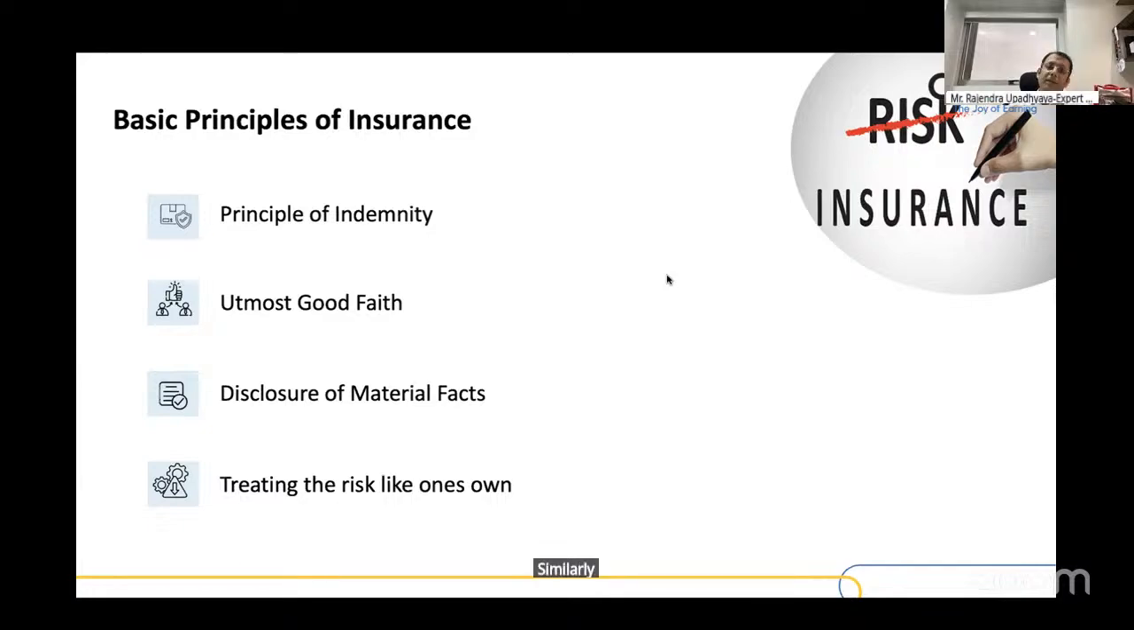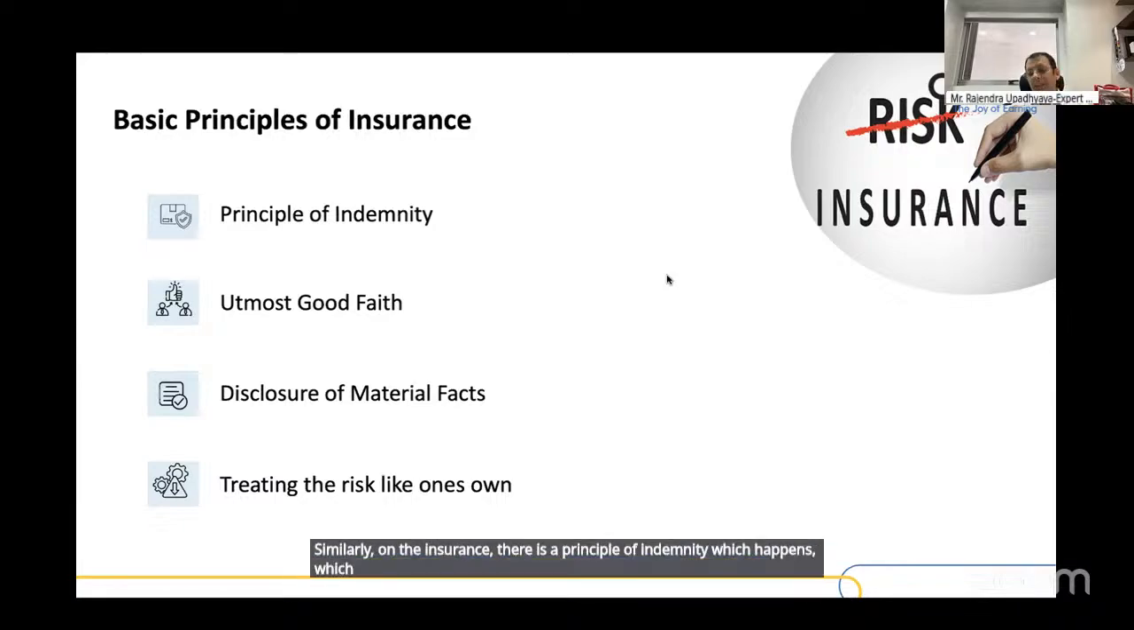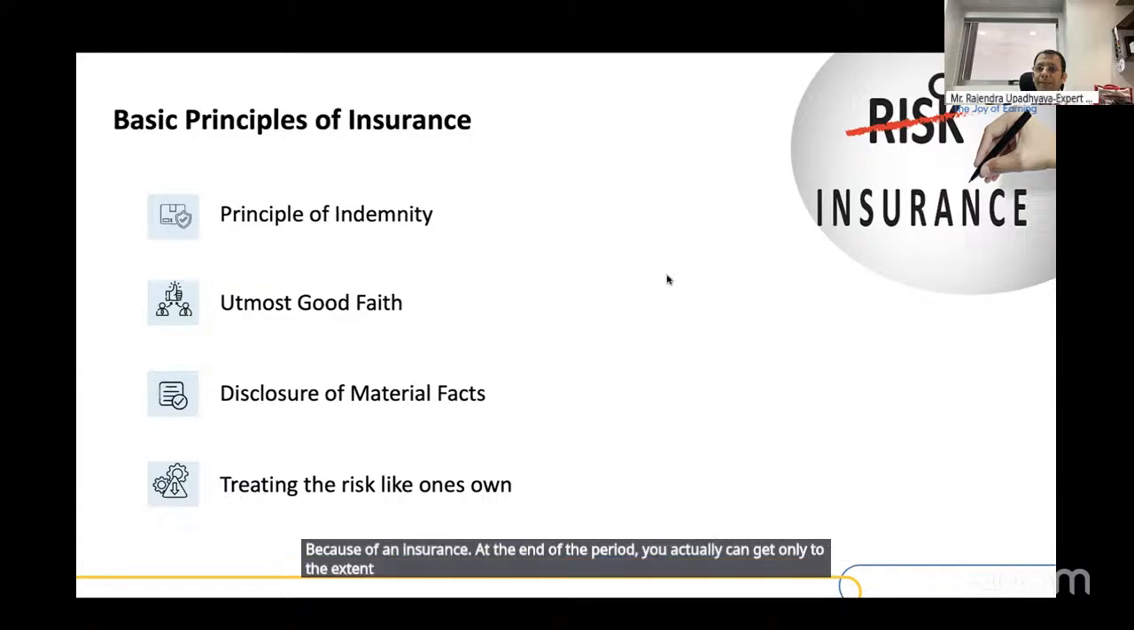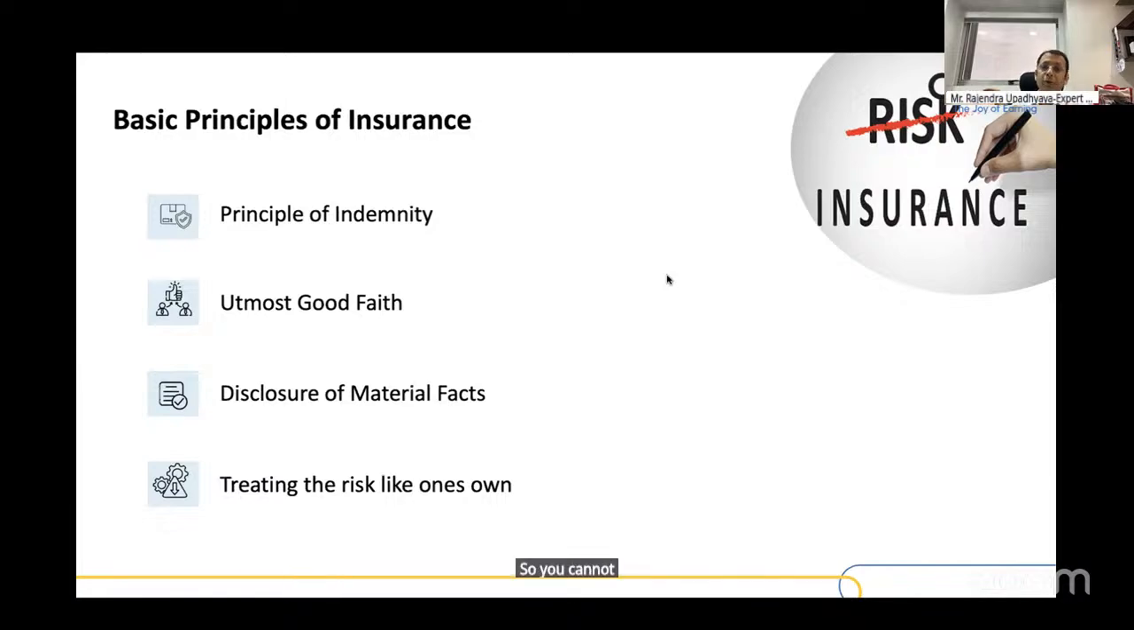Similarly, on insurance, there is a principle of indemnity, which means that whatever loss you incurred, at the end of the period you can get only to the extent of that loss. For example, you cannot make more claim than the loss itself.